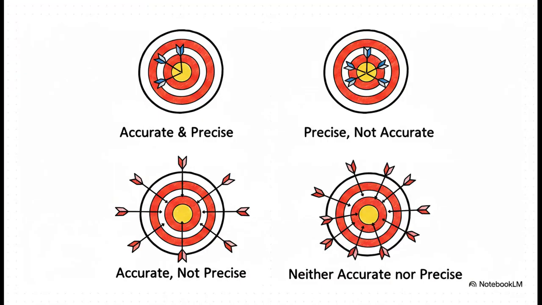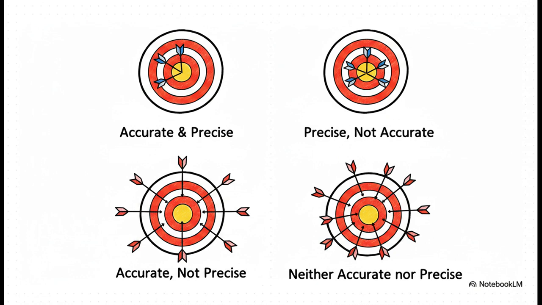Okay, let's clear this up once and for all. Accuracy versus precision. So many people mix these up, but the difference is absolutely critical. Imagine you're an archer. Accuracy is how close you get to the bullseye. Precision is how tightly your arrows are grouped together. See the difference? You could be super precise with all your arrows clustered in a tiny group, but way off in the corner. That's precise, but not accurate.